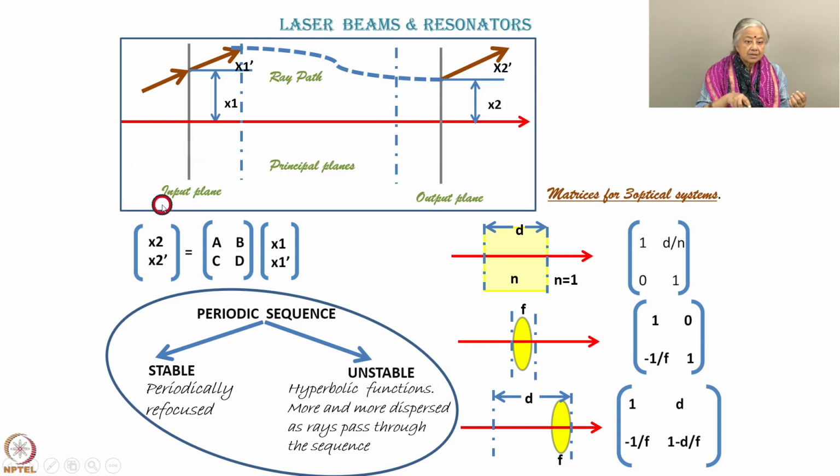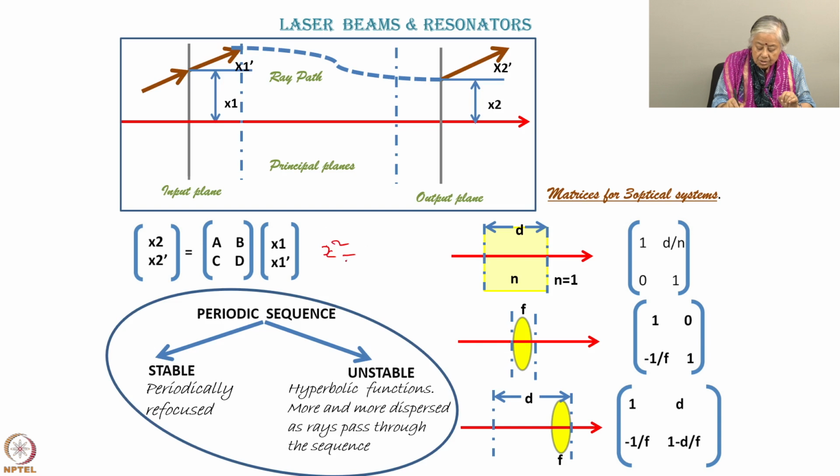See, x2, x2 dash, a, b, c, d, x1 and x1 dash. So, this is x2, x2 dash is the output here, that is what I want. And a, b, c, d matrix describes what is between these principal planes, between these dashed lines. Okay. And this is my input. So, x1 is known, x1 dash is known. Basically, this is just another way of writing an equation.